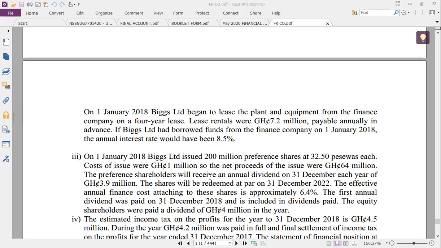The preference shareholder will receive an annual dividend on 31st December each year of 3.9 million. The shares will be redeemed at par on 31st December 2022. It will be redeemed. So that's what? Redeemable preference shares. And redeemable preference shares are what? Are they equity, or are they financial liabilities?